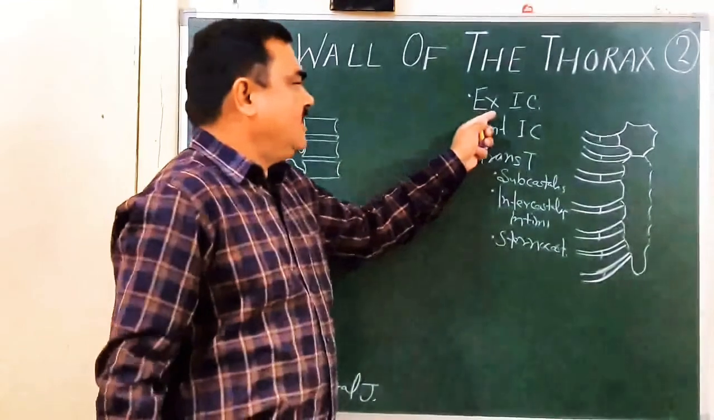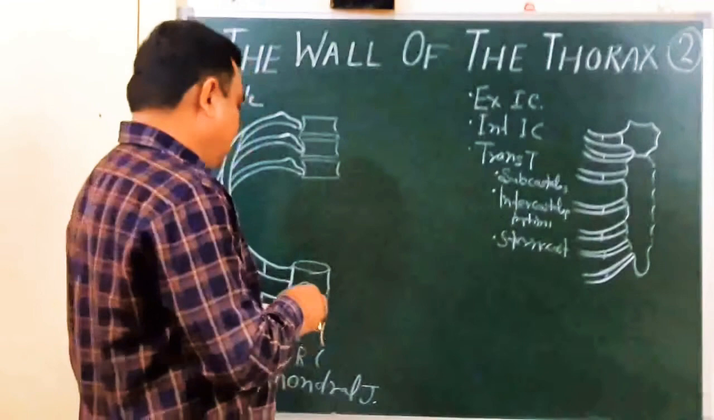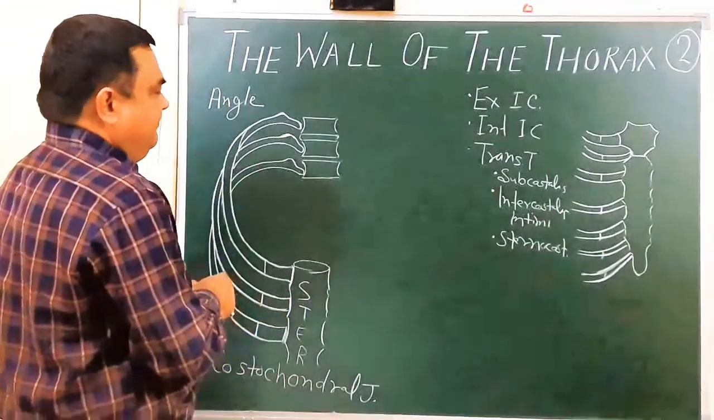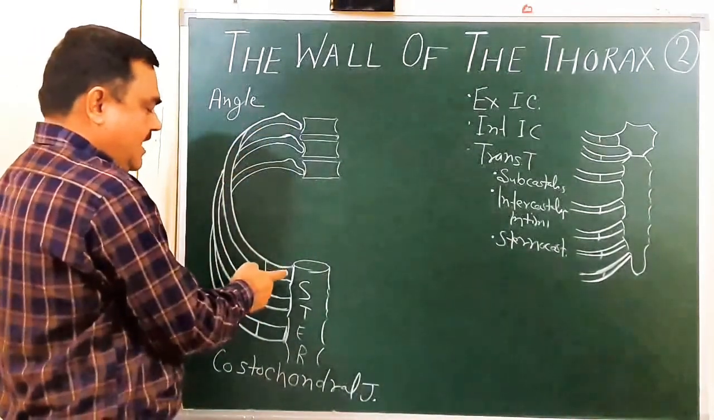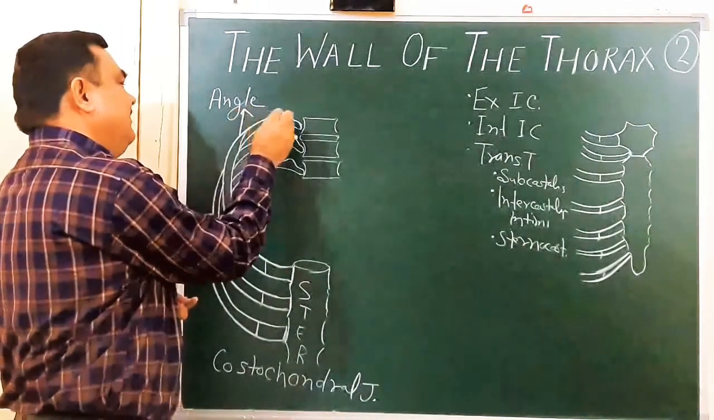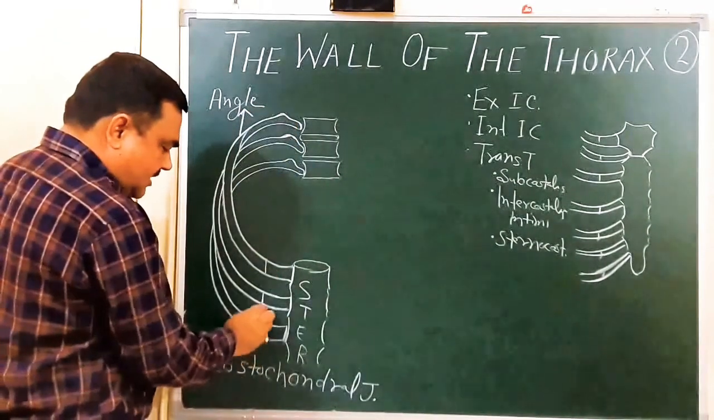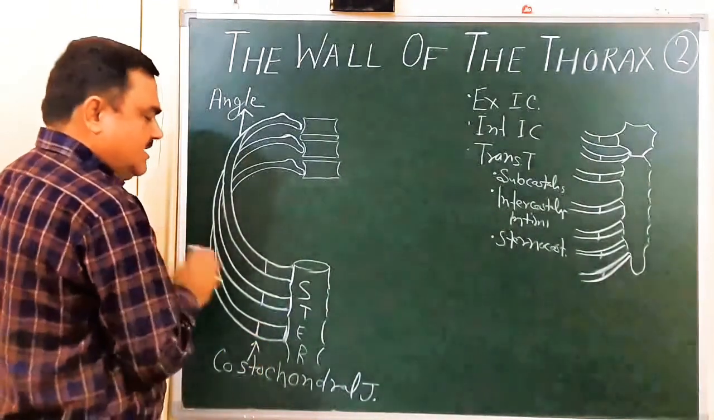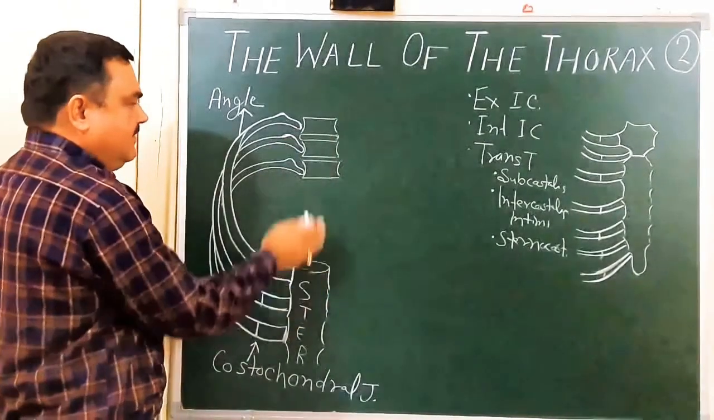First of all, we will discuss about the external intercostal muscle. In this diagram, you can see this is one rib. This is posterior end of the rib. Here is anterior end of the rib. This is level of the angle of the rib. Here is tubercle of the rib. This is costochondral junction. This is sternum, and these are the vertebra.